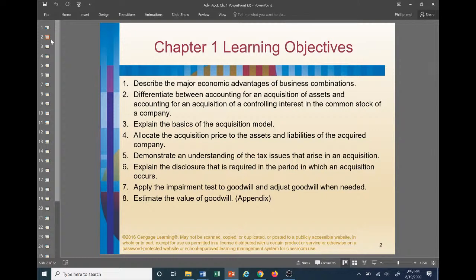The 8th learning objective, well, I'm not going to get into that. It's the last slide. I'll touch on it, but I'm not concerned about estimating the value of goodwill. You're not likely to see that on a CPA exam if anyone would want to sit for it. So I'm going to try to keep my efforts here focused on the most important material, a lot of the meat, I guess you could say.